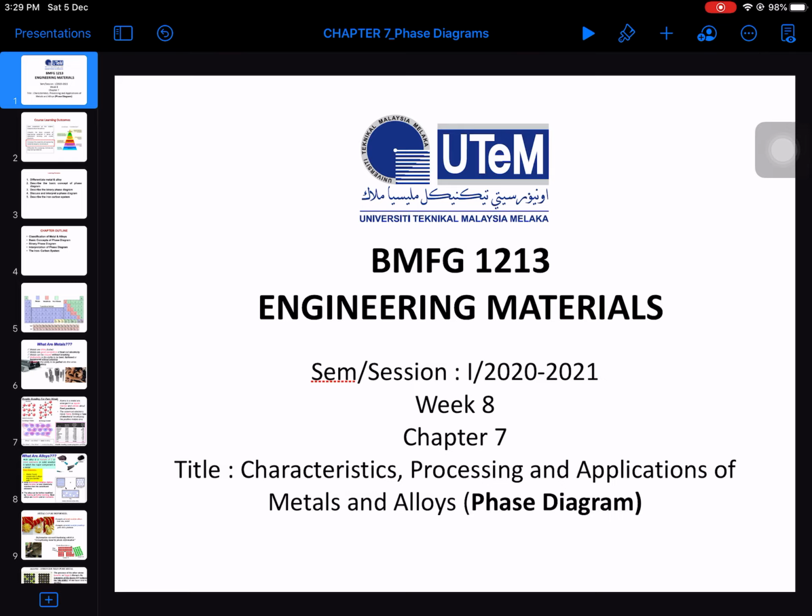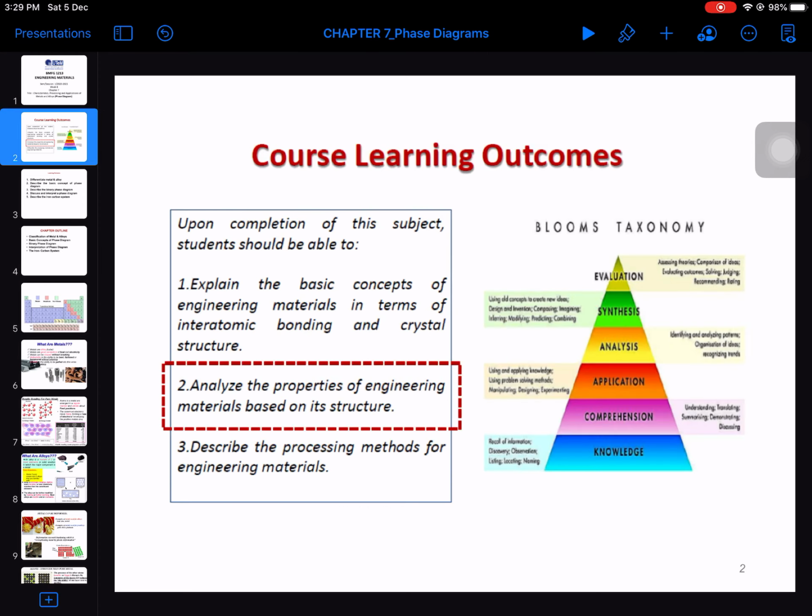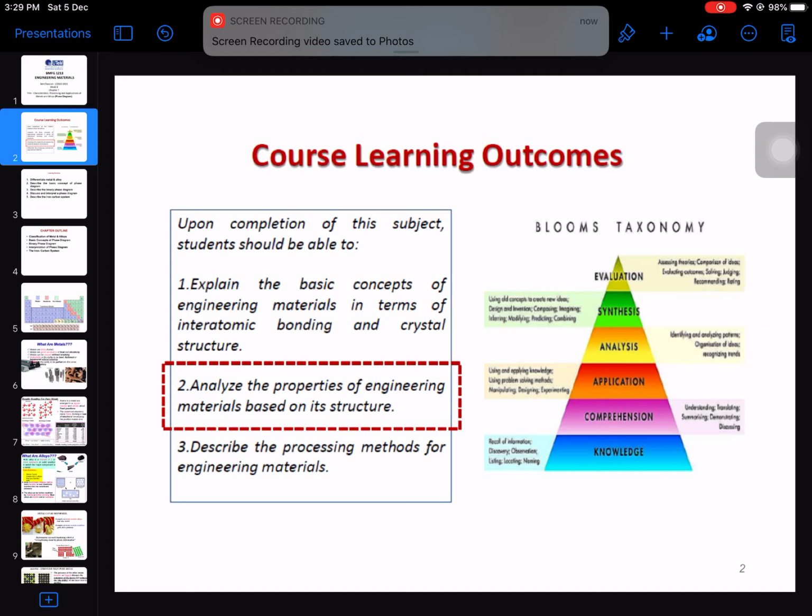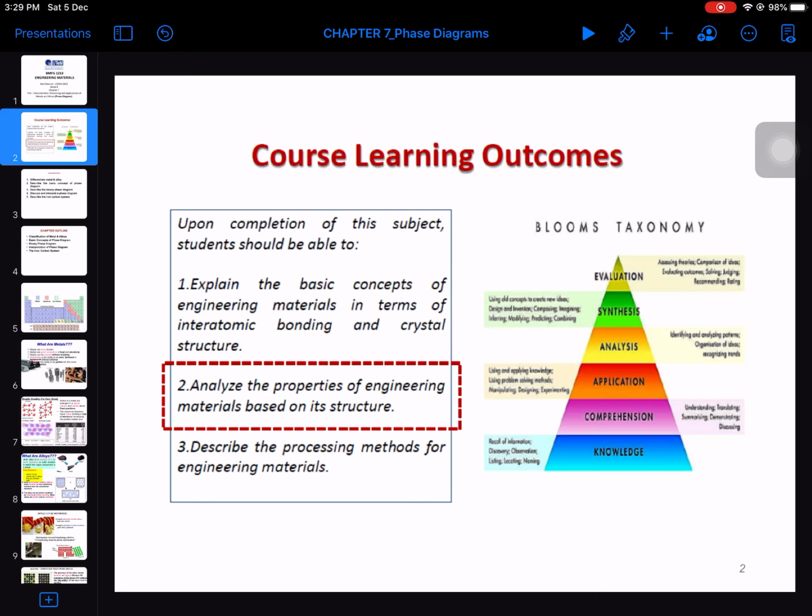This is a part of BMFG 1213 Engineering Materials, and this particular lecture will cover Chapter 7, Characteristics, Processing and Applications of Metal and Alloys, including phase diagram. Before we move on further into the chapter, let's have a look at the course learning outcomes. As we already know, this subject has three learning outcomes, and this particular chapter will cover the second outcome, which is to analyze the properties of engineering materials based on its structure.